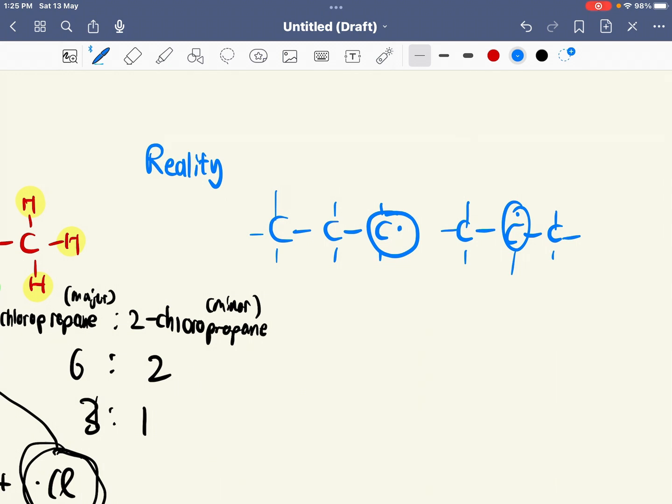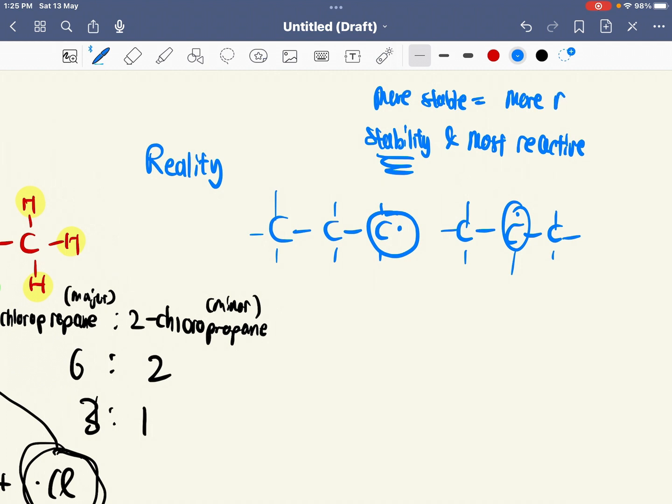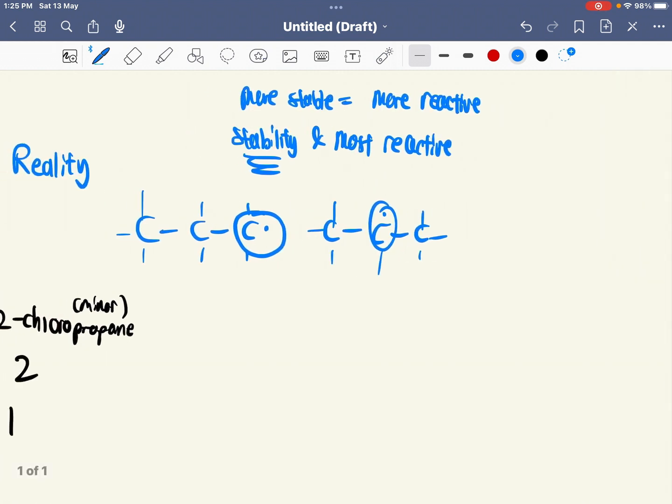now the thing is that we always look for stability and most reactive. Now how do we determine what's the most stable here? Because I say more stable equals more reactive, and this is also the thing for our Markovnikov rule. So most stable, more reactive equals a major product. Right, so major and minor.